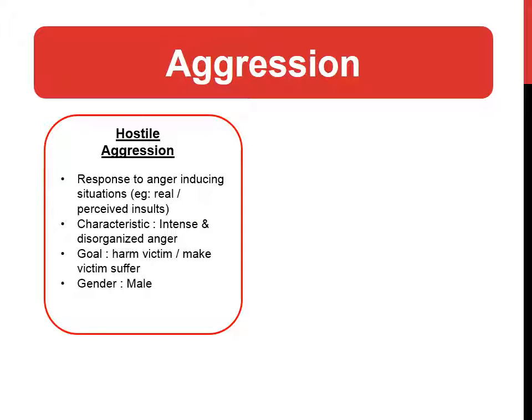A third way to view aggression is either as hostile or instrumental. The main distinguishing factors between these two types of aggression is the goals or rewards that these actions offer the perpetrator. As can be seen on the screen, hostile aggression usually occurs as a response to anger-inducing situations. These situations could either be real or perceived insults or threats, for example.